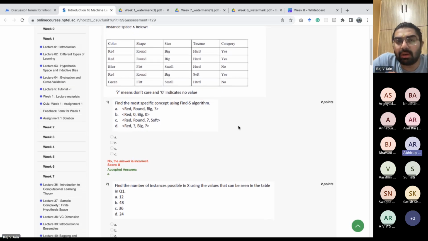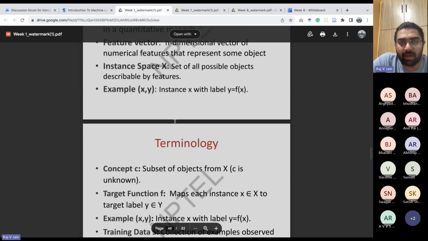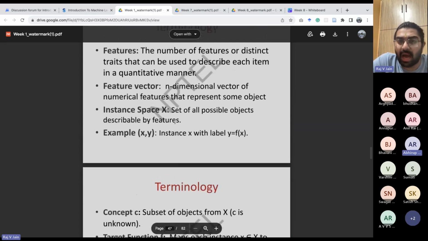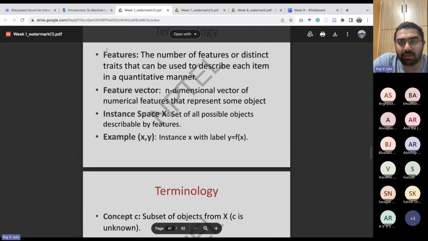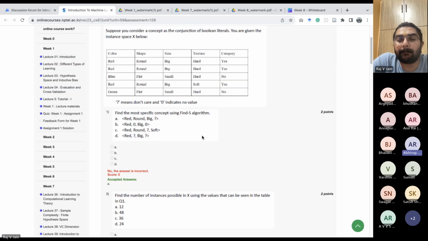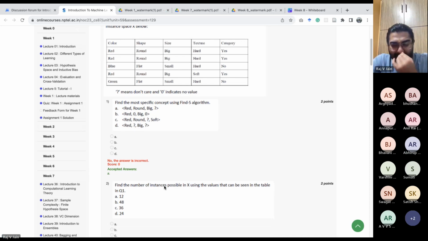So instance doesn't include the Y label, you're saying? Instance space doesn't include the Y label. Maybe it can, I think. I'll have to check this exact terminology here, but at least based on what has been taught, instance space is basically just the features, the possible number of objects that you can talk about with respect to features only. Okay. Is that okay?